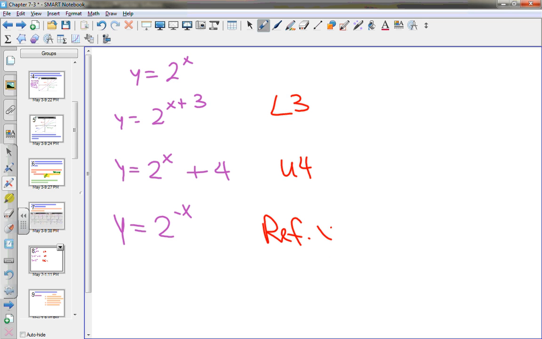And how about this? It's compressed. No, it's not. It's a stretch of 3.